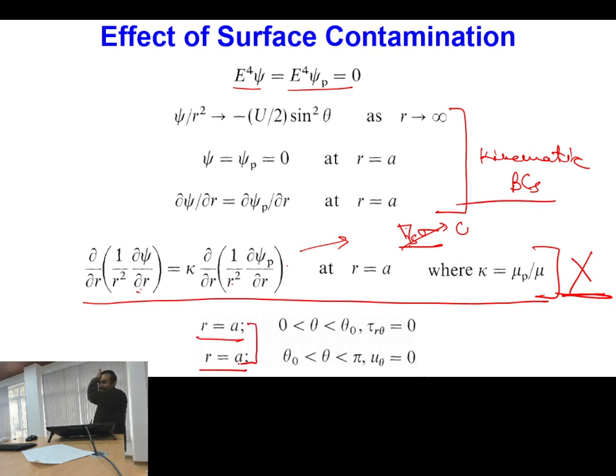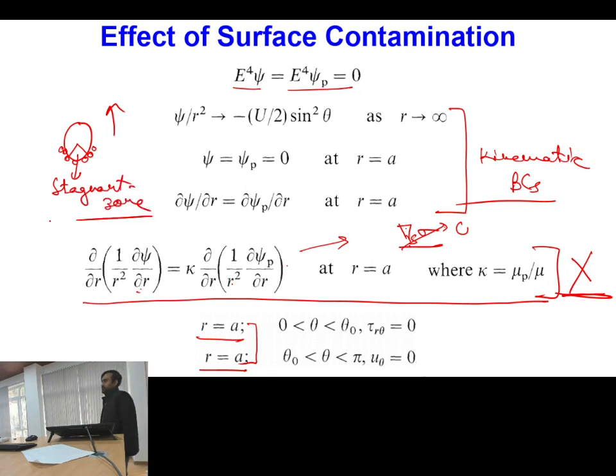To replace this boundary condition, we will now have one boundary condition in terms of theta. I told you in the previous lecture that whenever a particle is rising in a continuous medium, contaminants will try to settle down close to the rearward portion. Because of this, I will have different surface tension here and here, and I will find some sort of stagnant zone over here.